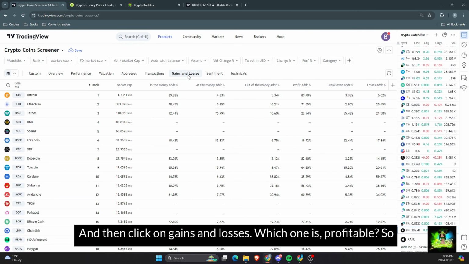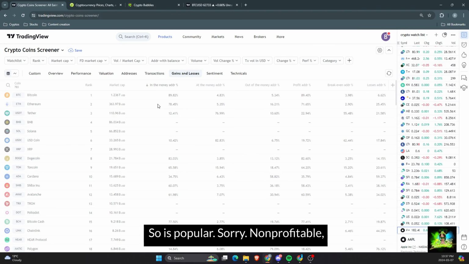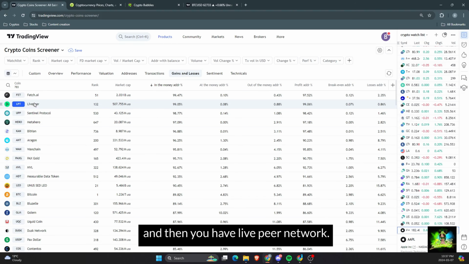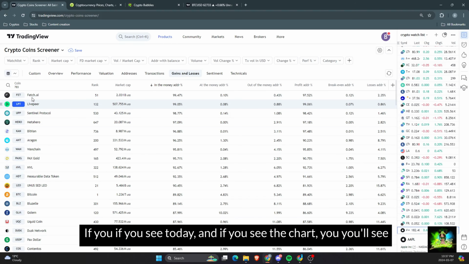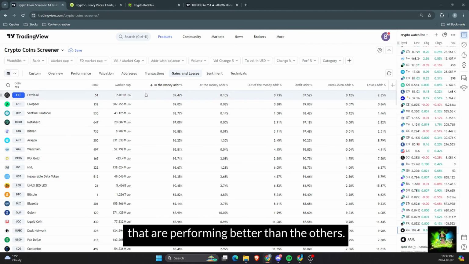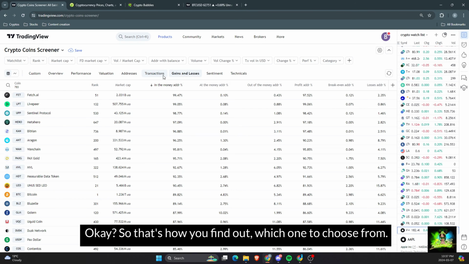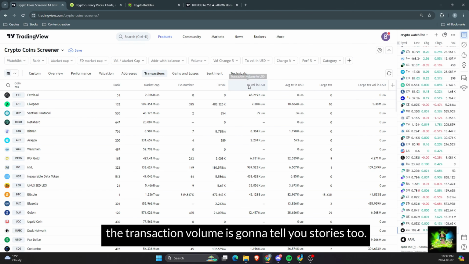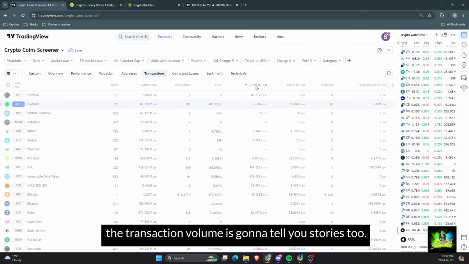And then click on gains and losses. Which one is profitable? Click on that. Fetch AI is profitable, and then you have Livepeer Network. If you see today's chart, you'll see Fetch and Livepeer are the ones that are performing better than the others. So that's how you find out which one to choose from. And then you have transactions. The transaction volume is going to tell you stories too.